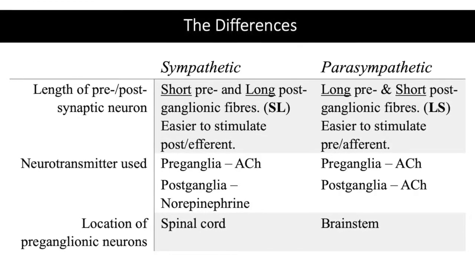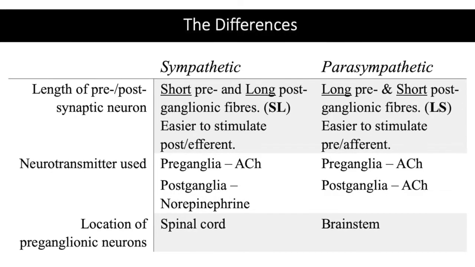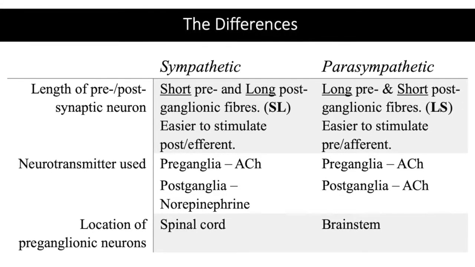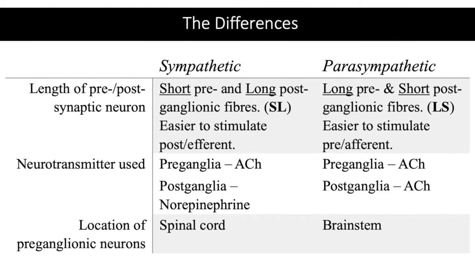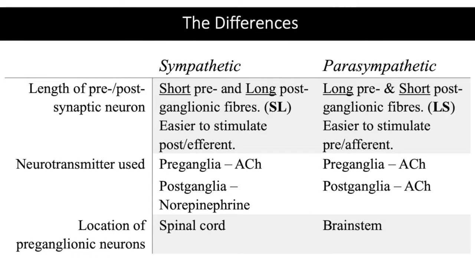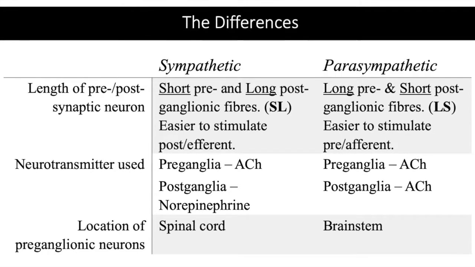Finally, the sympathetic and parasympathetic differ due to the location of the preganglionic neurons, whereby in the sympathetic, the pre-ganglia neurons are located in the spinal cord, whereas the parasympathetic preganglia is located in the brainstem.